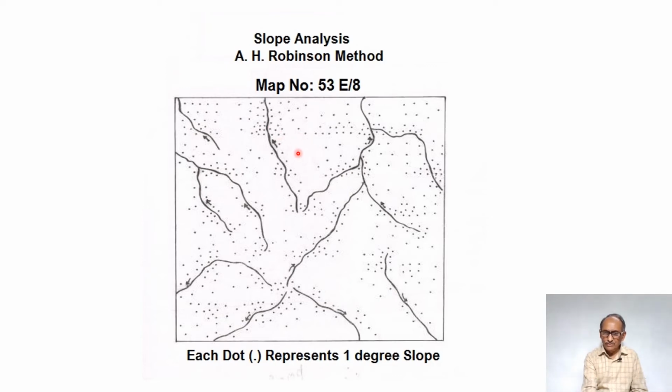If it is a flat line, it may be at a higher elevation, but the slope is not much. So you have less number of dots here, and in the similar manner, these dots are given. So here the key is each dot represents 1 degree of slope. So that is our second method.